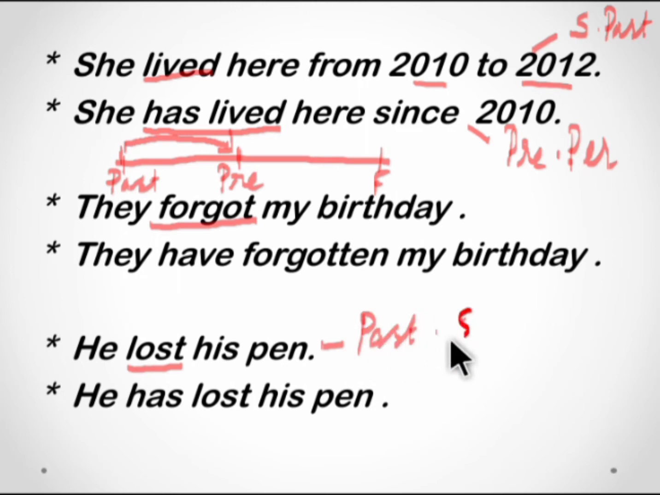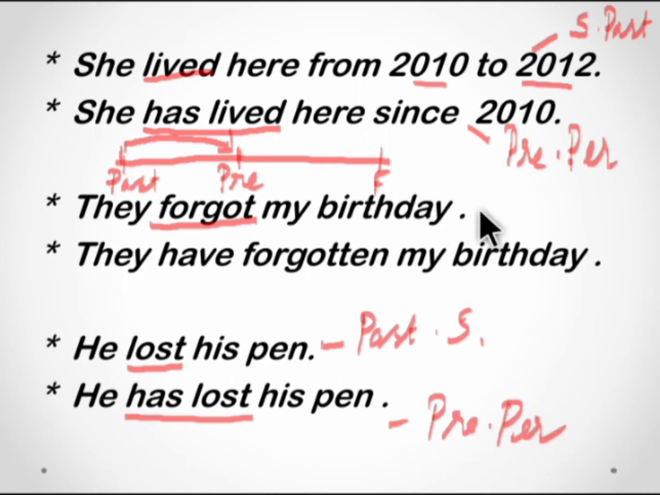It is simple past. He has lost his pen. This next sentence, has lost. He lost his pen earlier and he's still in search of his pen. Maybe he felt it very valuable. He is still in search of his pen. The effect is still there. And so this is present perfect.